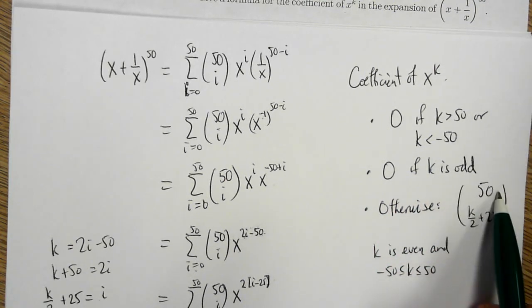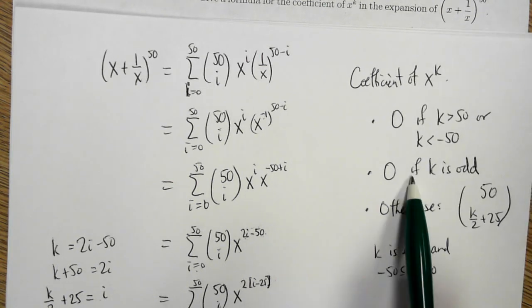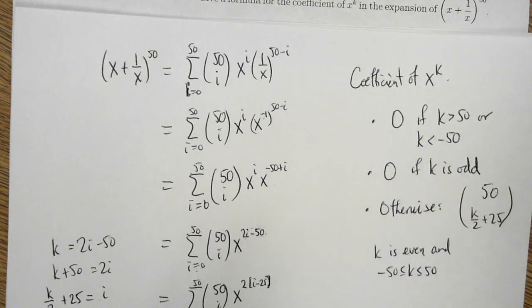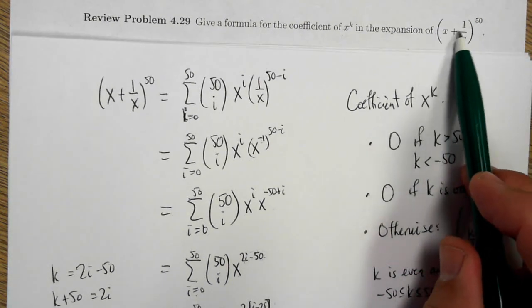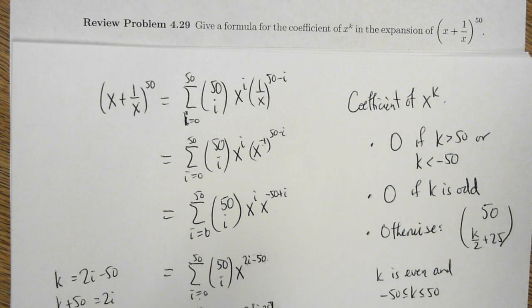So there's your coefficient for x to the k, as long as these two things are both satisfied. If it's either odd or out of this range, then the coefficient is 0. So that's the answer for this problem, for the expansion of what the coefficient of x to the k looks like if this thing gets multiplied out.